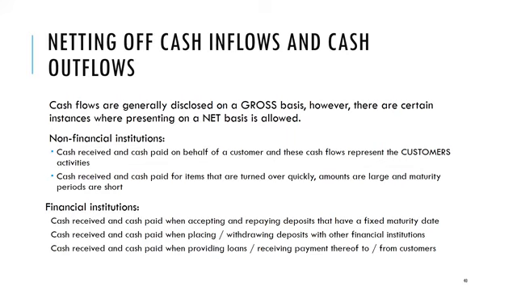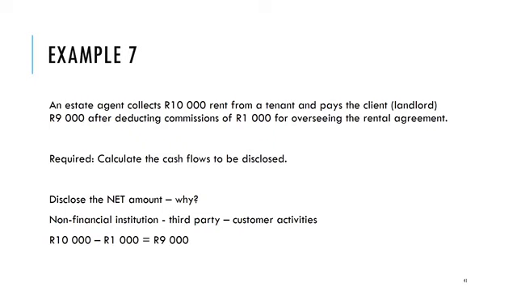Where you have a financial institution, you look at cash received and cash paid when accepting and repaying deposits that have a fixed maturity date, or when placing or withdrawing deposits with other financial institutions, or providing loans or receiving payments to or from other customers. And so these are just the broad, generic requirements in terms of being allowed to net off certain figures. And we're going to look at this from the context of an example.